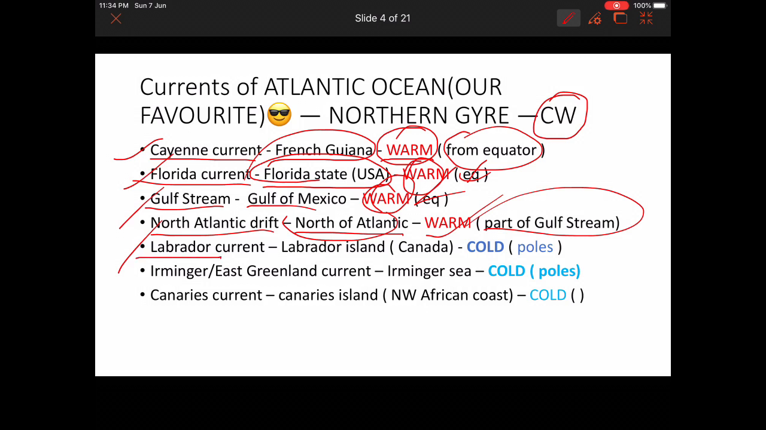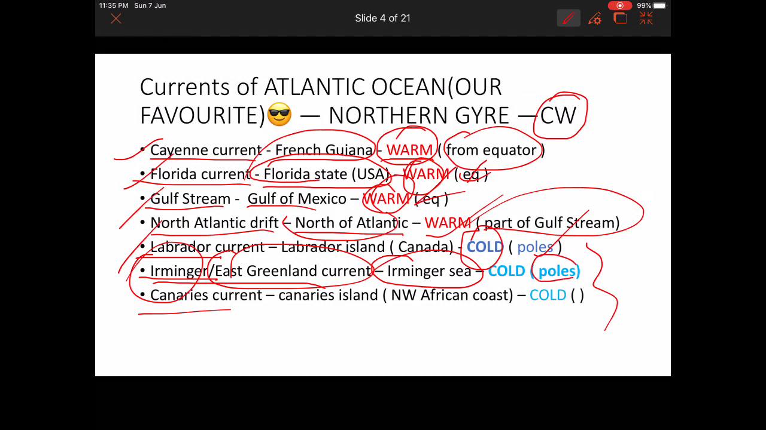And Labrador, Irminger, Canaries, these are all cold currents. Labrador current, why the name? Because of the Labrador region of Canada. And why is it cold? Because it comes from the poles, so simple. And regarding Irminger or East Greenland current, why the name? East Greenland, because it is in the east of Greenland. And why the name Irminger? Because it is in the Irminger Sea. And why is it cold? The same reason, it comes from the poles.